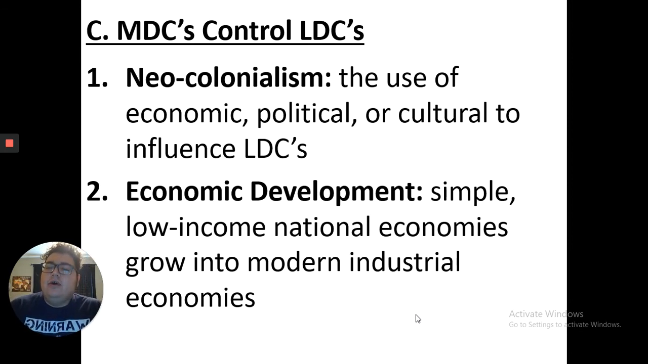And so first is neocolonialism. Neocolonialism is like, hey, these developed countries profited off of colonialism, and now we're using that early head start to exploit the lesser countries. This is to use economic, political, and cultural influences over lower developed countries. And then there's economic development. Low income nations will eventually grow into more modern industries and more modern economies, but it's going to take time. And sometimes more developed countries curb that because of dependency.